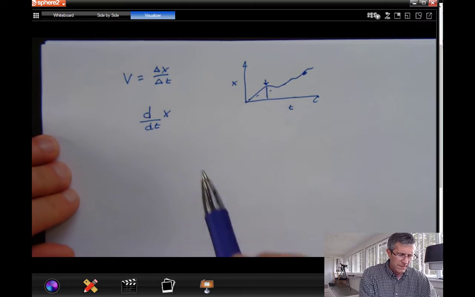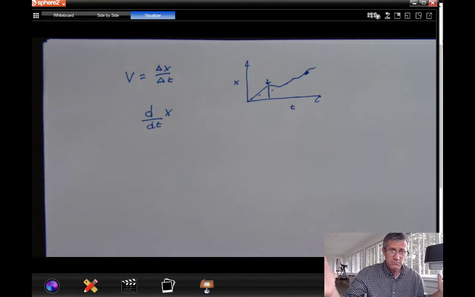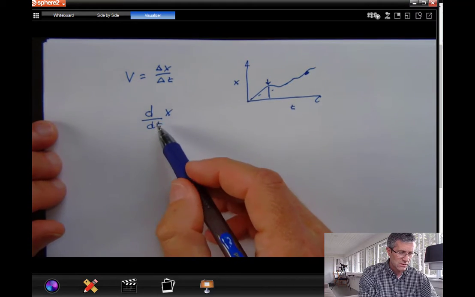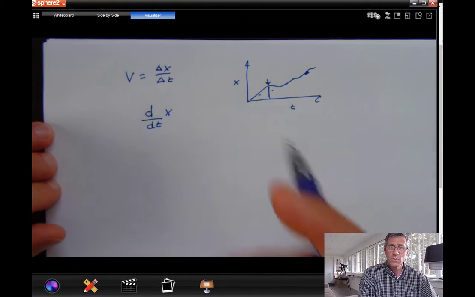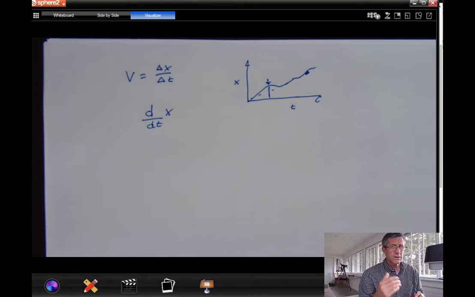So when you see the delta, you want to be thinking big, an average over some length of time. And when you see the small d, you want to be thinking instantaneous, some very small fraction of it. Let me show you what the concept is, and then we'll get into describing it a little bit more.